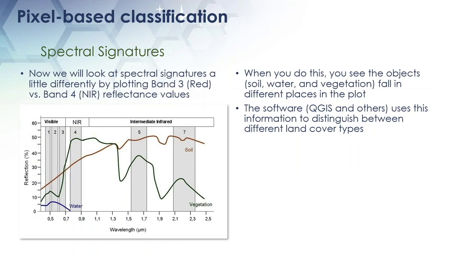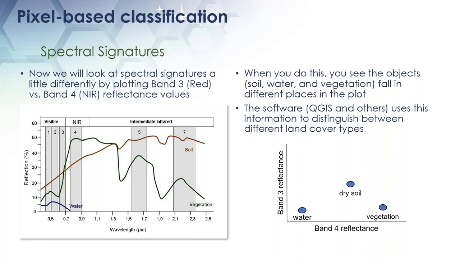To take that a step further, we can look at the reflectance of three land cover types: water, vegetation, and soil, and how much they reflect in two different bands. In this example, we can look at band 3, which is the red band, and band 4, which is the near infrared band. Here we can see that water has low reflectance in both of the bands, so it's located here on the bottom left portion of the graph. Soil reflects moderately in both bands 3 and 4, so it's located near the center of the figure. Vegetation has low reflectance in band 3, but high reflectance in band 4, so it is grouped here on the far right side of the figure. This is how the computer is essentially organizing these land cover categories.